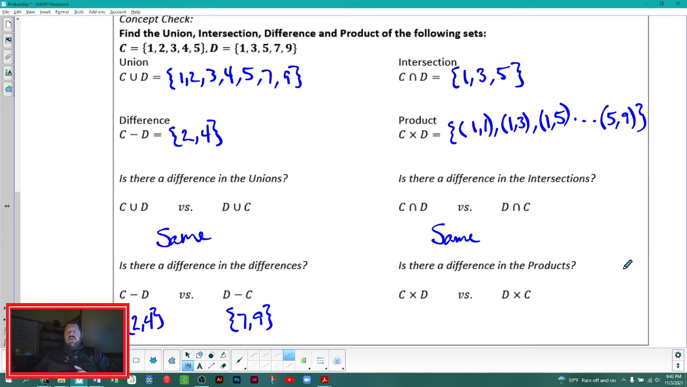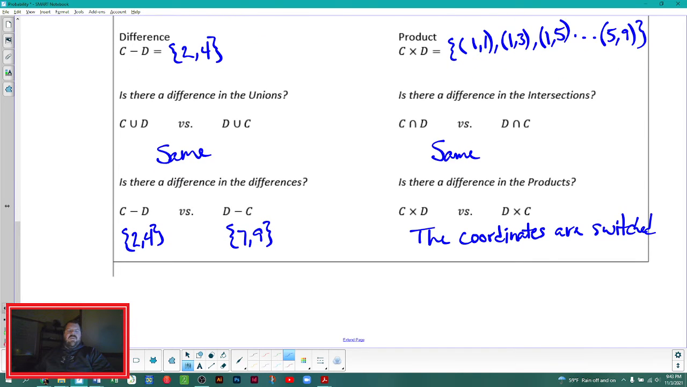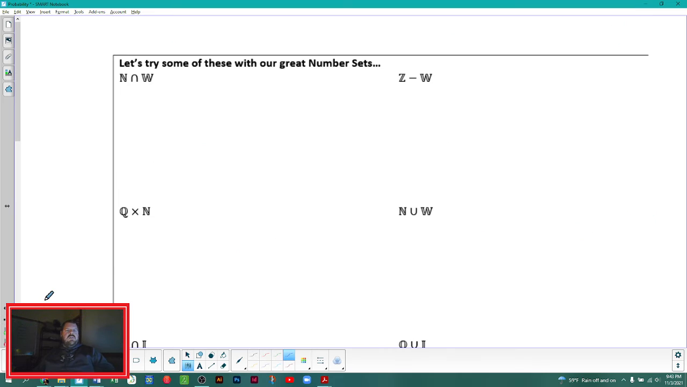In the products, there's a very subtle difference. My best way to say that is that the X and Y, so to speak, coordinates are switched. So they're definitely not the same, but the difference isn't as drastic as in the difference, not to overuse that word. Okay, let's move on. Let's see if we can do some of these with our number sets. I've got another cross product there that would be really ugly. I don't want to fight through that one, so we'll make it a little bit easier.